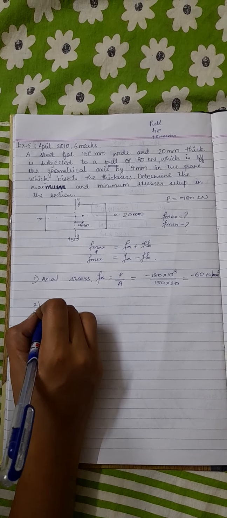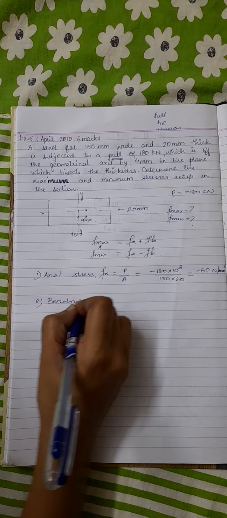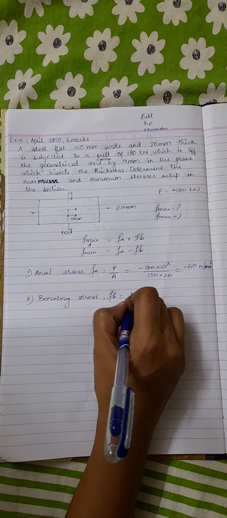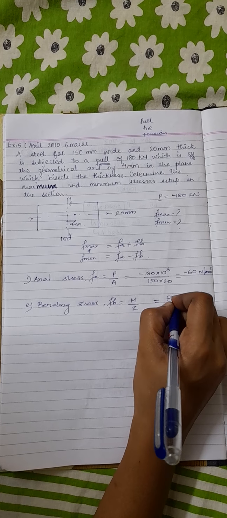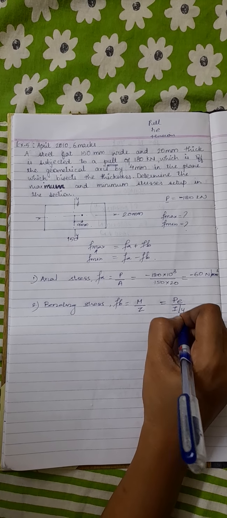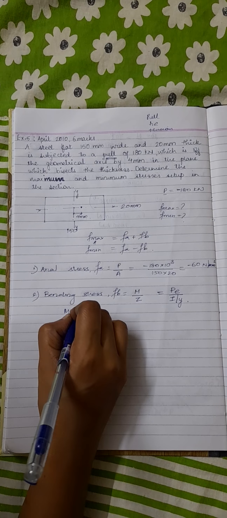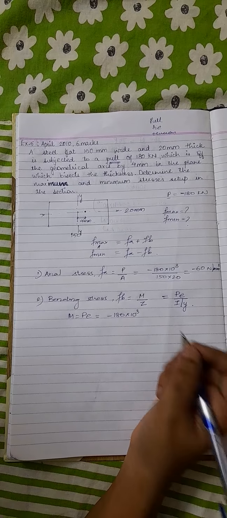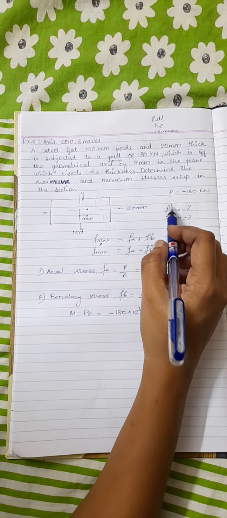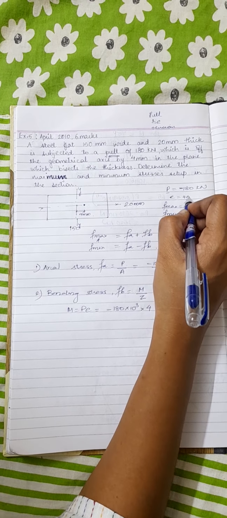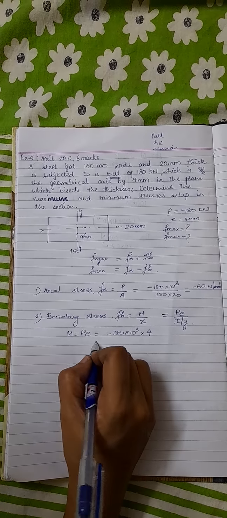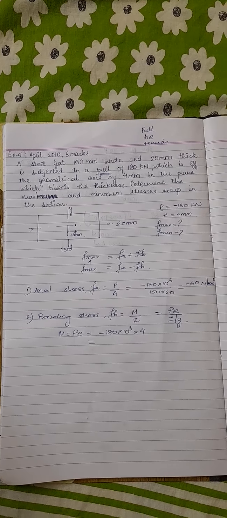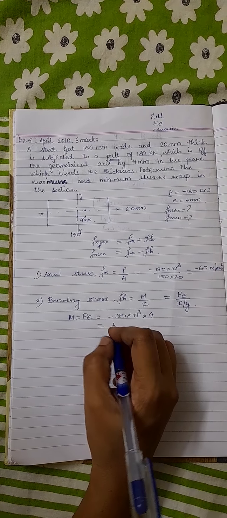Second one, bending stress. Bending stress FB is M by Z. What is M? It is P into E, and Z is I by Y. So let us calculate M first. P into E is minus 180 into 10 cube, into 4 mm, where E is the eccentricity given to us, 4 mm. When we multiply this, we get the answer. We will calculate it.